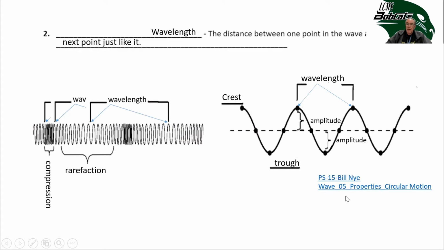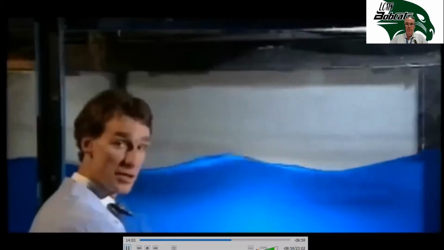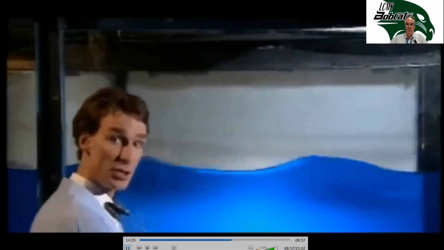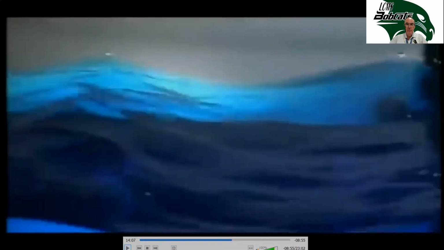We're going to take a look at this review of some of the wave properties, and then again, how the waves in a combination wave move in a circular motion. This is a wave tank. Scientists use this to measure waves in water. Bill is going to review the properties of waves, wavelength, frequency, amplitude, and then we're going to be able to see the circular motion of particles in a combination wave, which is many times called a surface or seismic wave.